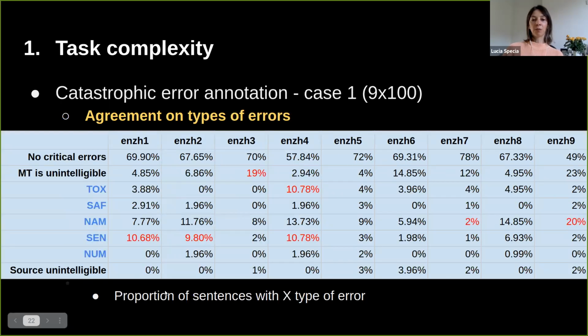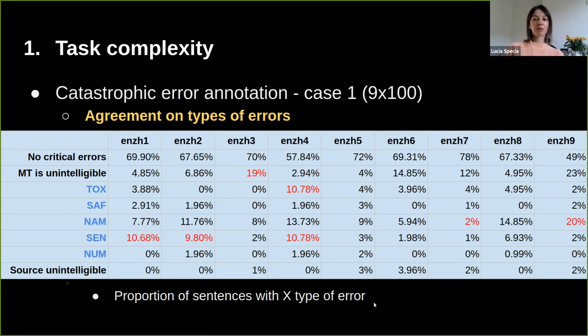And as we move on to the more fine-grained disagreement analysis, the next one is on the type of errors. So whether it's a toxicity, safety, and so on, or whether we have these sentence-level labels where the source is unintelligible, or the MT is unintelligible, or there are no critical errors at all. But if we stick to the blue ones here, we can see again, if you look across columns, significant disagreement, for example, on the named entity from 2% to 20%. On the toxicity, we have 10% in one case, and then 0 or 4% in other cases, and so on. So a lot of disagreement here.